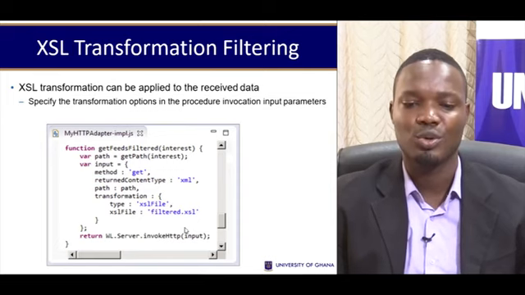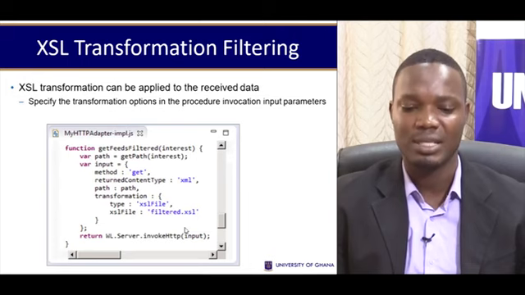Now, in the case where we want to perform some transformation or filtering, we want to use XSL, and that's where we would specify all of that. So the XSL transformation can be applied to the received data. What we need to do is specify the transformation options in the procedure invocation input parameters. So here you can see the transformation option. We are saying that the type is an XSL file, and the file name is filtered.xsl. So that filtered.xsl is what's going to tell us how the data that we receive should be transformed.